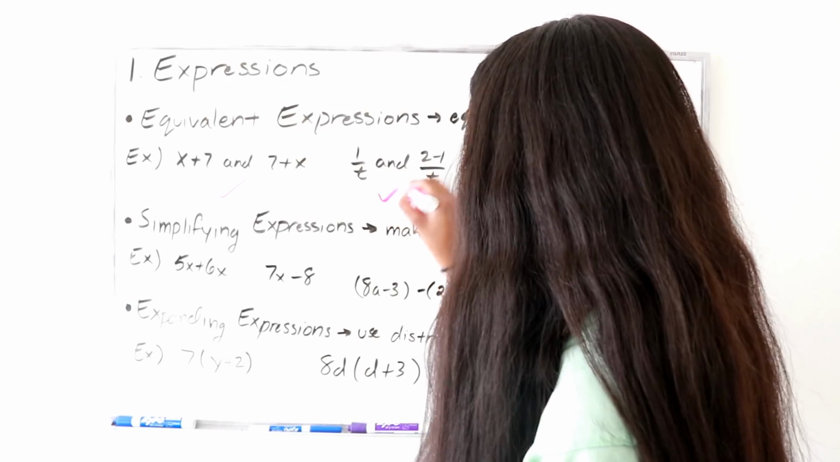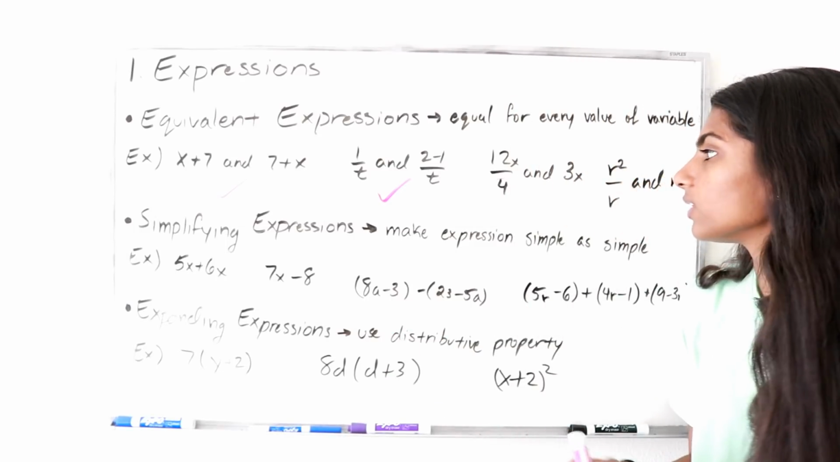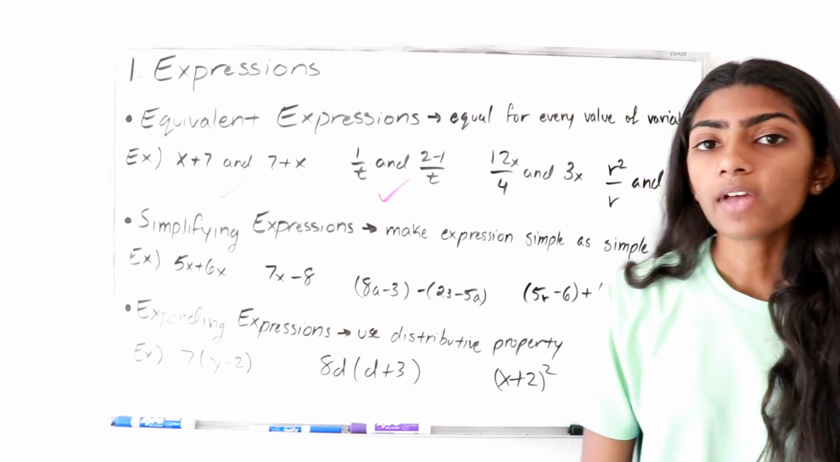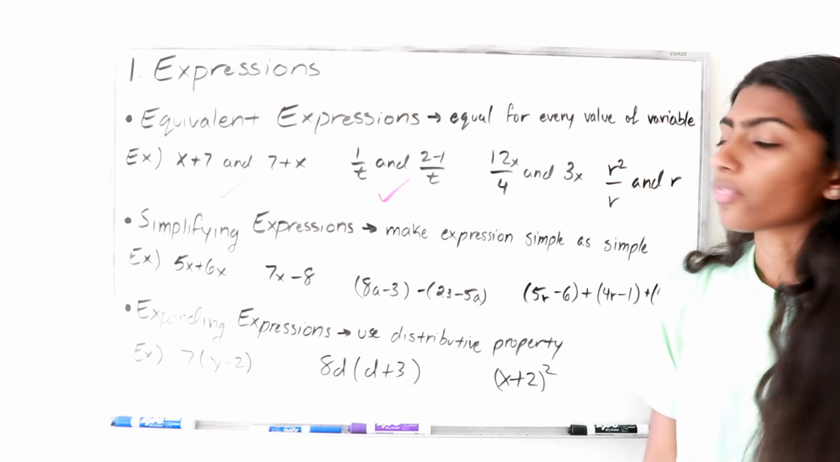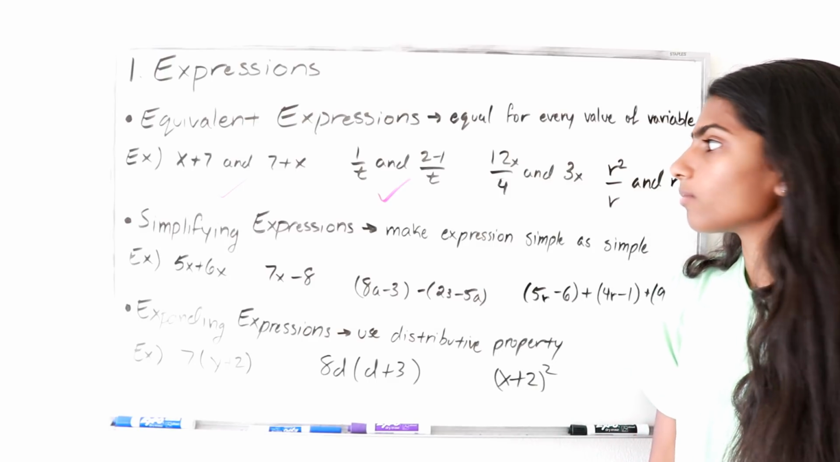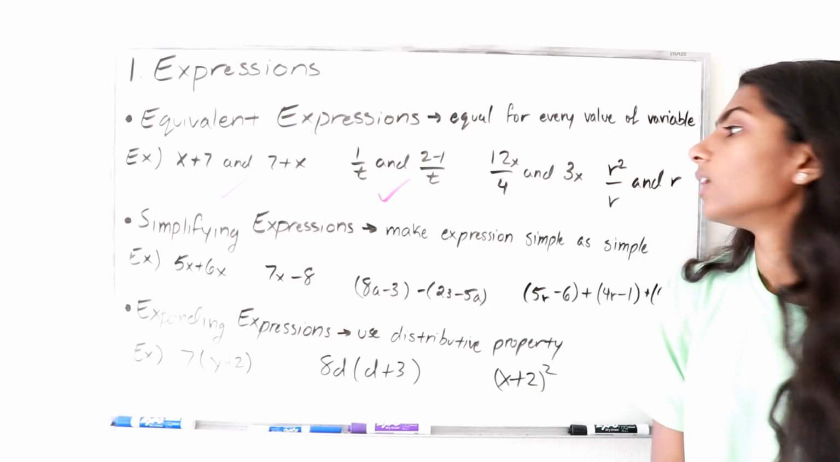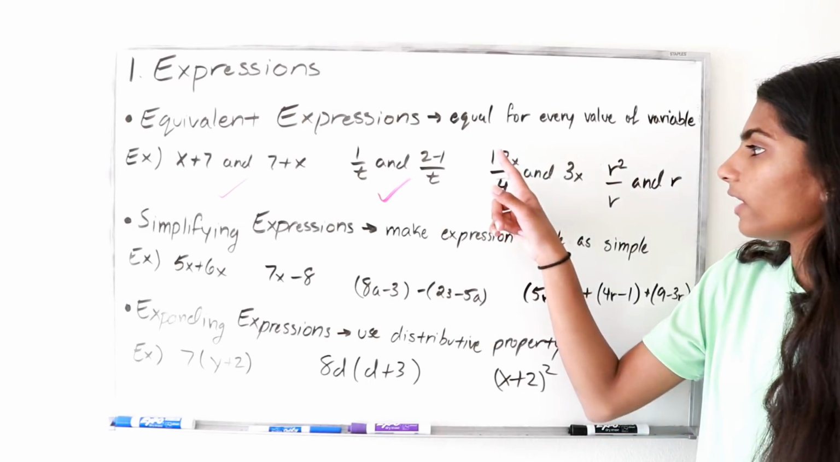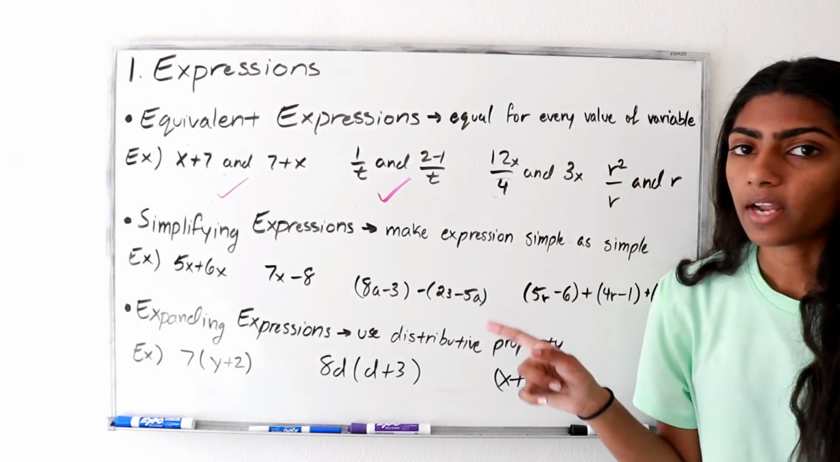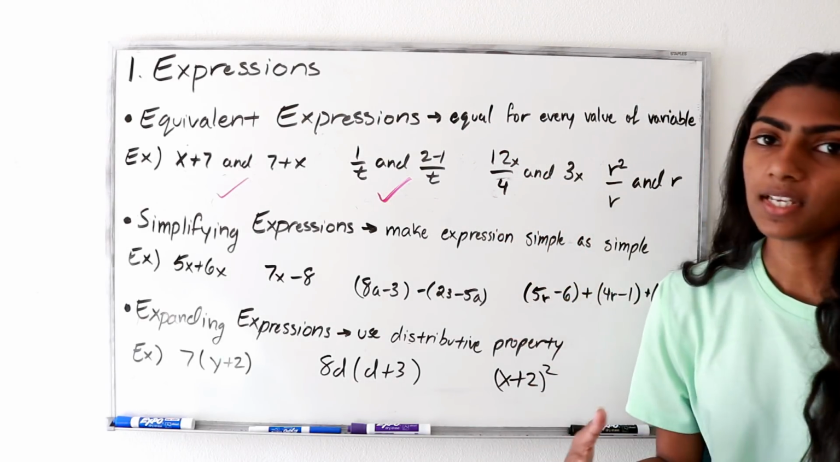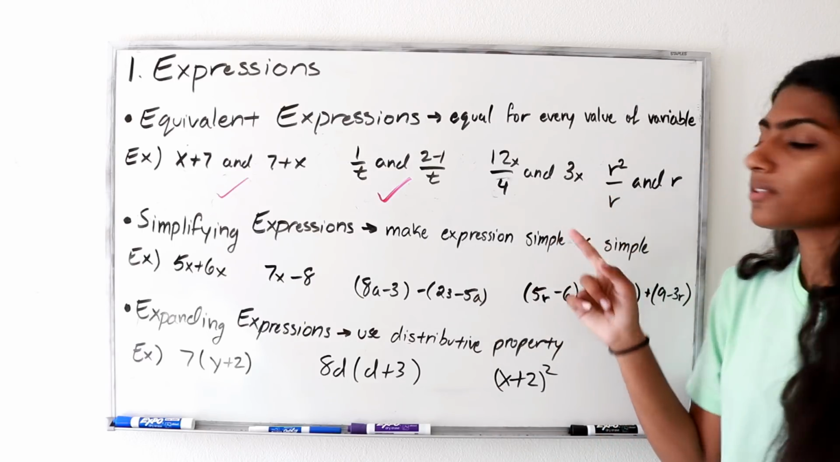So I know that 1 over t and 2 minus 1 over t are equivalent. Next, let's look at 12x over 4 and 3x. So let's think of a number. I'm going to say x equals 2. So then we can say that 12 times 2 equals 24, and 24 divided by 4 equals 6. And then 3 times 2 equals 6.